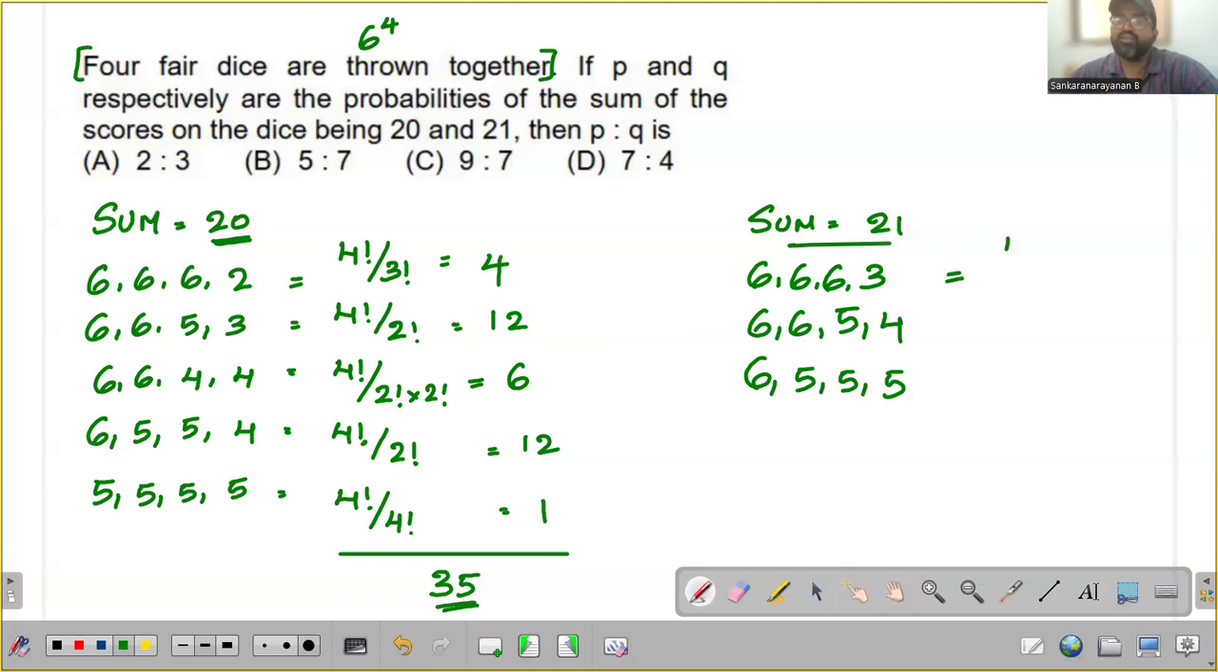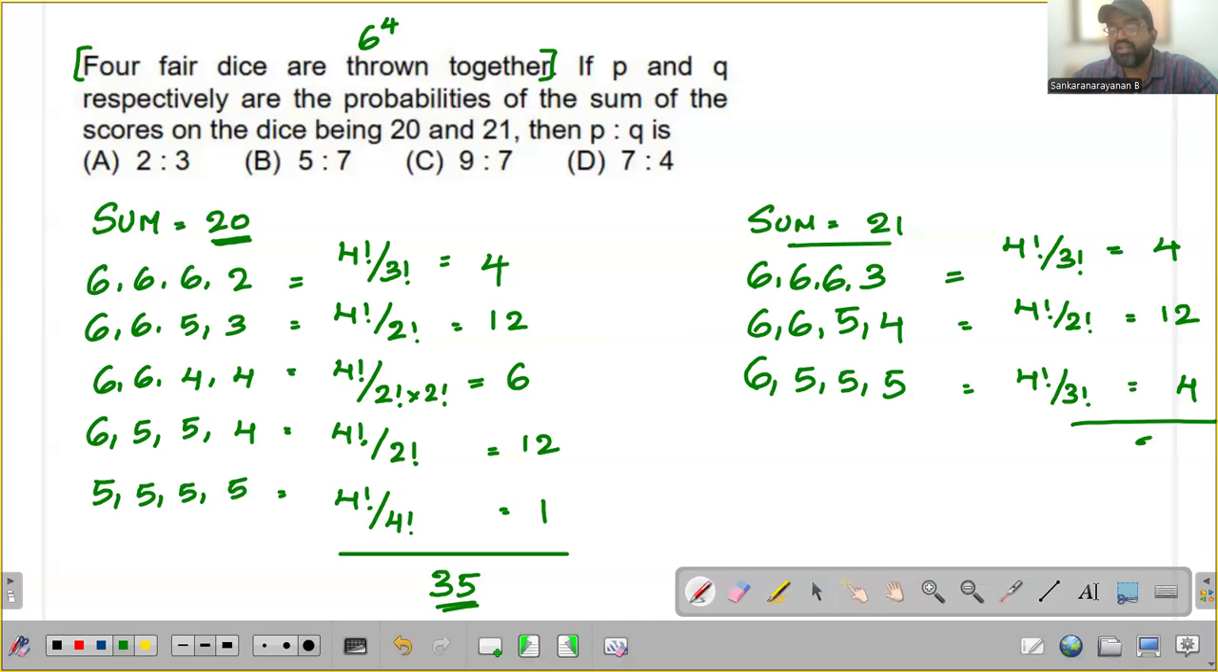Likewise, sum 21. Look at this. 6663 is 4 factorial upon 3 factorial, which is equal to 4. Then 6654 is 4 factorial upon 2 factorial, you already know that value, it is equal to 12. And 6555 is again 4 factorial upon 3 factorial, which is equal to 4. So the total number of ways the sum 21 can be achieved is 12 plus 4, 16, plus 4, that is equal to 20.